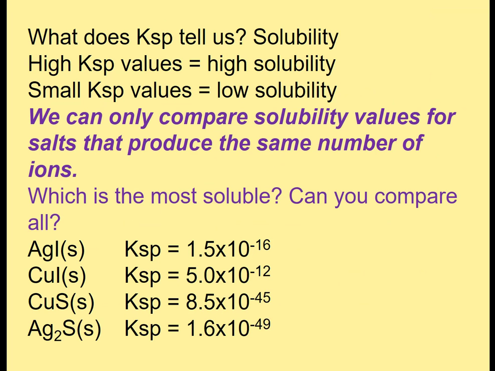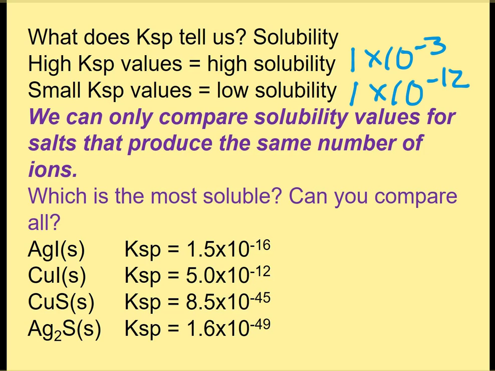What does this KSP tell us? It tells us how soluble something is. If you have very high KSP values, that means you have a high solubility. So if you had something that was like a 1 times 10 to the minus 3, that's very soluble. So that means it's going to readily dissolve in water. If you had a very small KSP value, that would be like 1 times 10 to the minus 12. So now we're getting to it's not being very soluble. And if you had something that was to the minus 20, that's not very soluble at all.